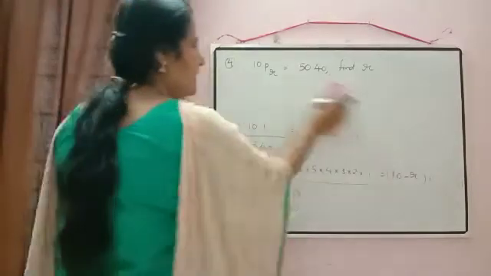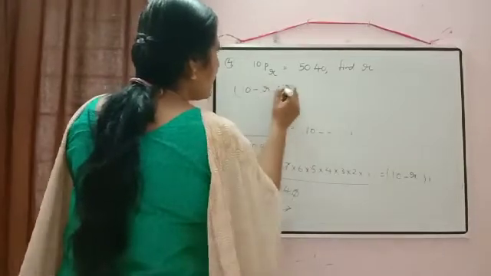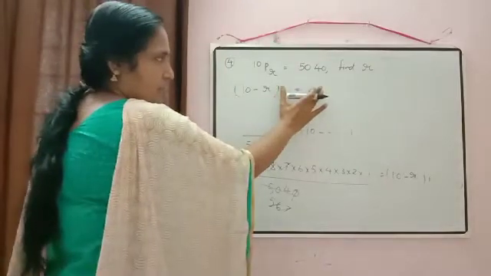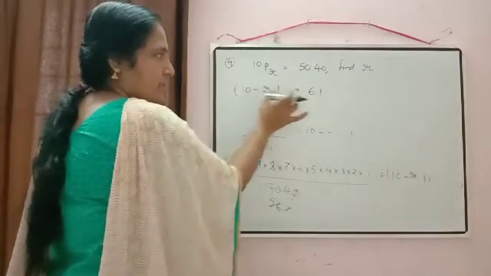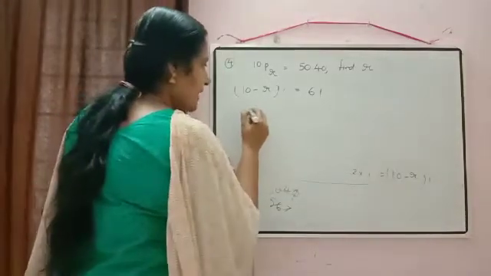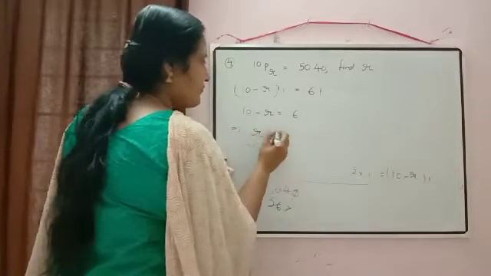Correct? So we can write 10 minus r factorial is equal to what we got, 6 factorial. Just don't compare this one, just compare the expression there. So from here what will come? 10 minus r is equal to 6. So what will be the value of r from here?